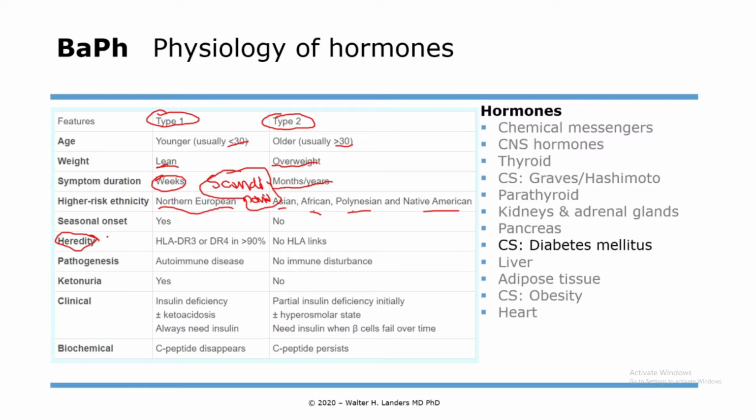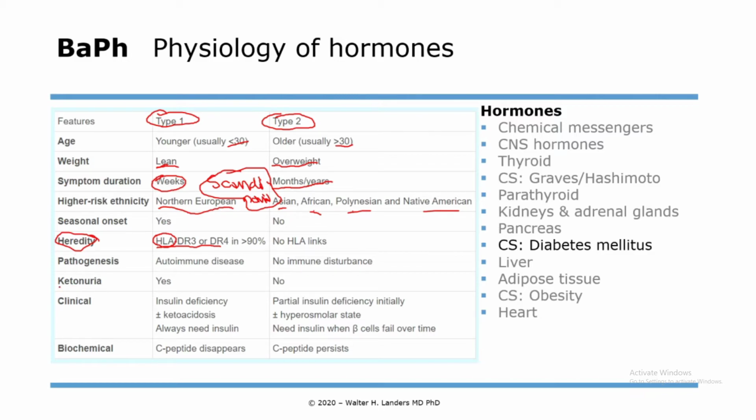Then there's heredity, so whether there are genetic links to type 1 diabetes or type 2. There's something called HLA, which has to do with your immune system. And because type 1 is, as we said, an autoimmune disease, there are certain genes that are found in over 90% of patients with type 1 diabetes. And therefore, it is likely to be somewhat hereditary, and therefore it's more common in Northern Europeans because they often have these genes. Whereas there are no links to your immune system in type 2 diabetes, and genetics play only a minor role. And pathogenesis, so the origin: again, type 1 is an autoimmune disease and type 2 is not.